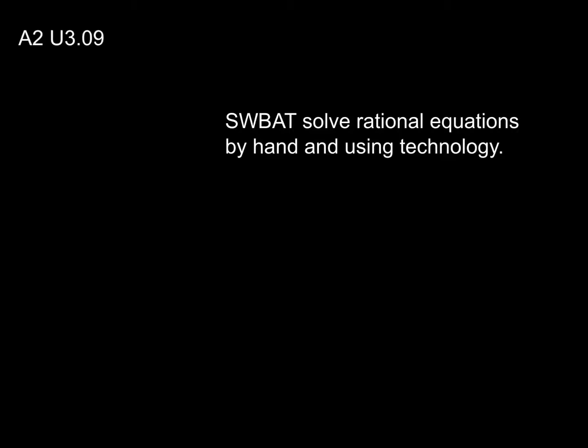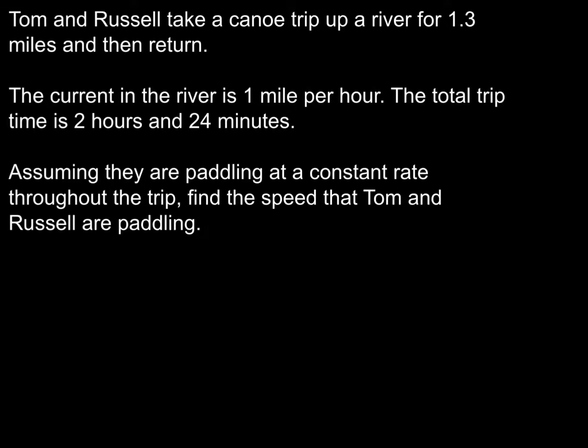What we are going to be doing is getting much better at using rational equations to represent real-world situations and then solving for them using the skills that we've already acquired. So we're going to just finish up this problem that we've been working on. Again, Tom and Russell, after their Super Bowl clash, have taken this canoe trip up a river and then returned. The current in the river was 1 mile per hour, and the total trip time took them 2 hours and 24 minutes. You're assuming they paddled at a constant rate throughout the trip, and we want to find the speed that Tom and Russell were paddling.